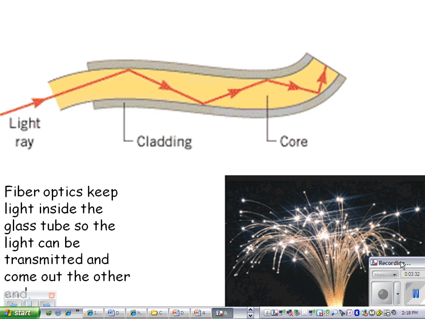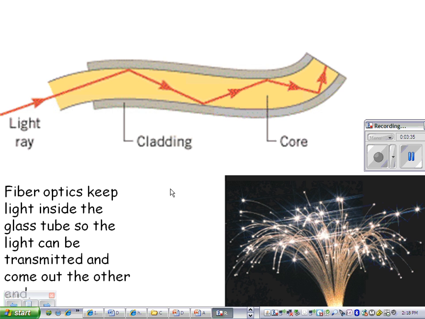Fiber optics is another example of total internal reflection. Fiber optics keep the light inside the glass tube so the light can be transmitted and come out the other end. This light comes in carrying information through the glass optic here, and it carries information. And this is much more efficient than electricity carrying information. A lot of times stereos will use fiber optics to transfer information instead of electricity. Fiber optics is being used more and more to carry information for communications and so on.